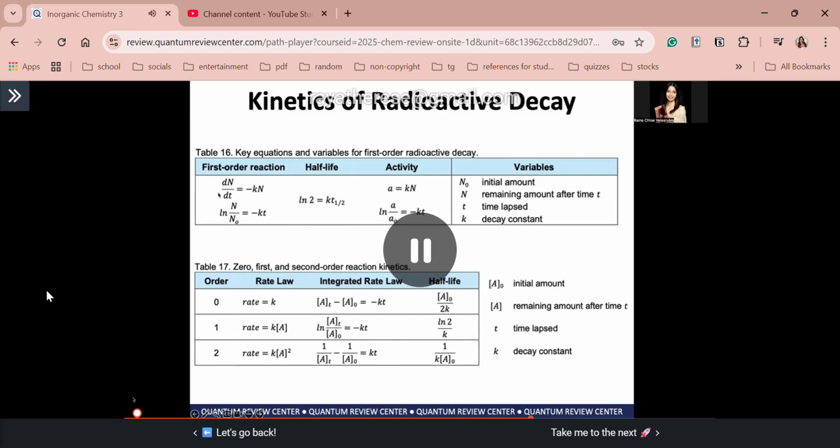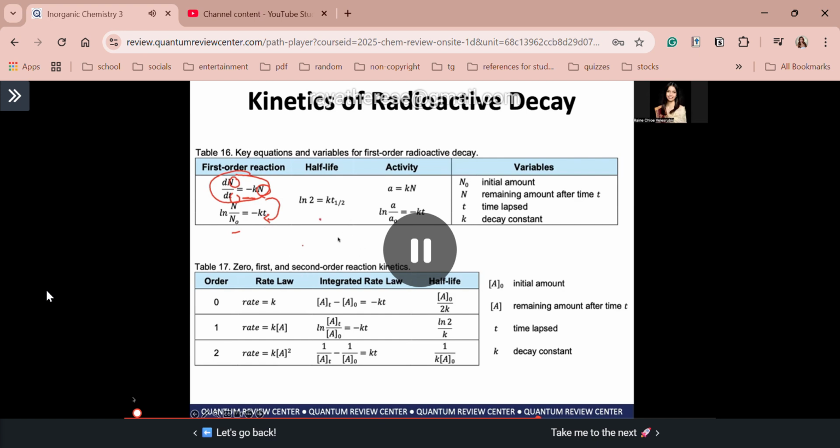Okay? So the following equations shown in table 16 are used in calculating for the kinetics of radioactive decay. So, guys, ang equation na to, it just states that the change in the amount of the radioactive material N over the change in time is equal to the negative of the decay constant times the amount of the radioactive material na naiwan. And then this is simplified to this equation for first order reactions. ln N over N naught, where N is the amount remaining after time t and N naught is the initial amount, is equal to negative kt, where k again is the decay constant, and t is the time lapsed. Okay?